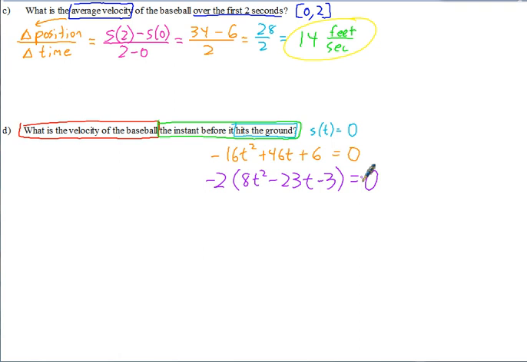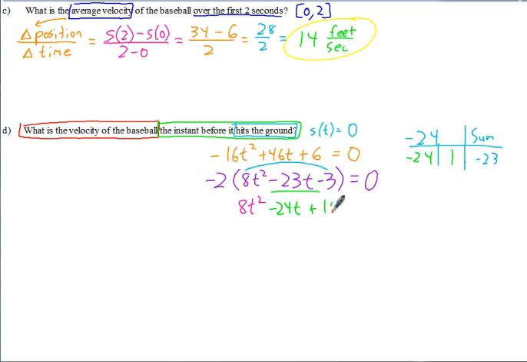And let's keep factoring that. So it's a trinomial, so if we multiply the 8 times negative 3, we need factors of negative 24 whose sum is negative 23. What would work there? Well, negative 24 and 1 would work. So we have 8t squared, and we split up the middle term using those two. Instead of negative 23t, we can write negative 24t plus 1t minus 3.